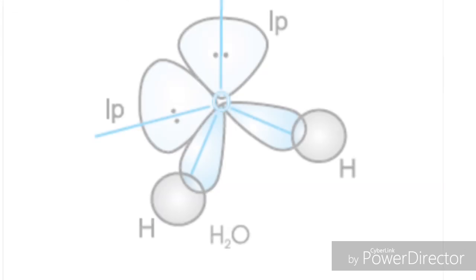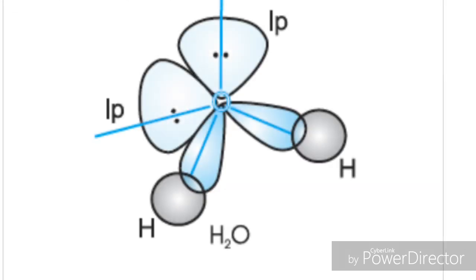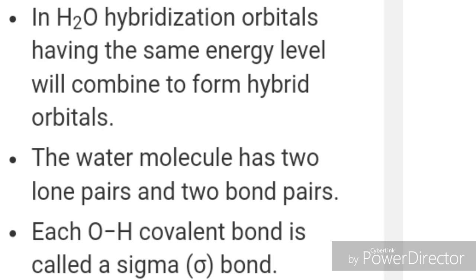Students, in case of the water molecule, two lone pairs will be seen. This is the hybrid structure of the water molecule, dihydrogen monoxide, the IUPAC name of water. Just like ammonia, the water molecule also shows sp3 type of hybridization. In the water molecule, hybridization orbitals having the same energy level will combine to form hybrid orbitals. The water molecule has two lone pairs and two bond pairs.